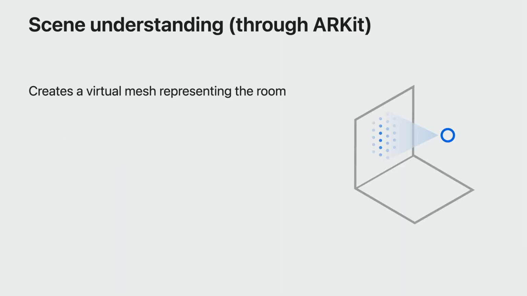Scene understanding provides a virtual mesh representing the room around the player. It can also do plane detection to find horizontal and vertical surfaces. You can also get the materials of those surfaces, whether it's carpet or wood. This lets you use the room itself as part of the input to your game. Just as with hand tracking, this requires permission from the player.